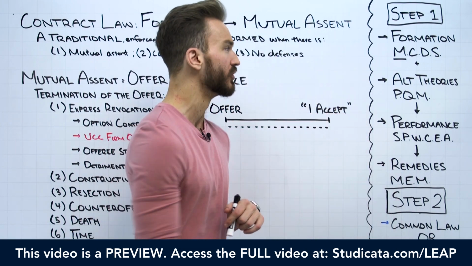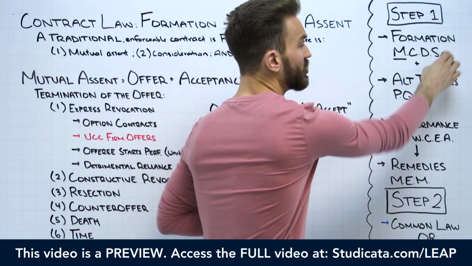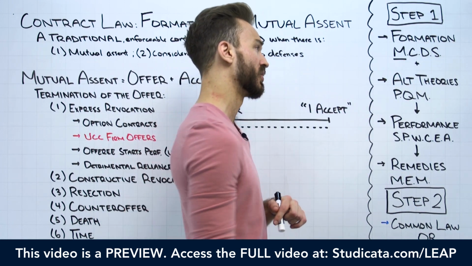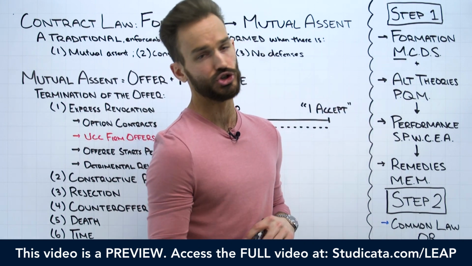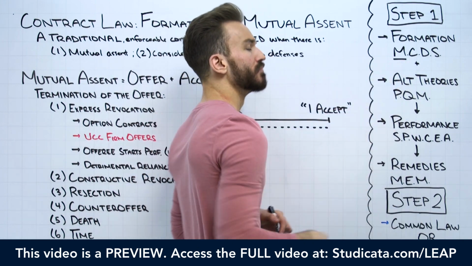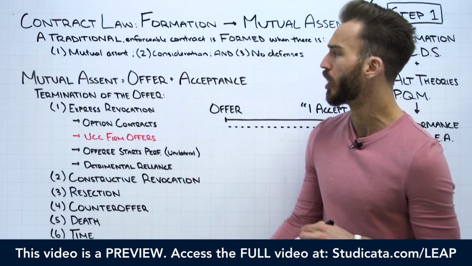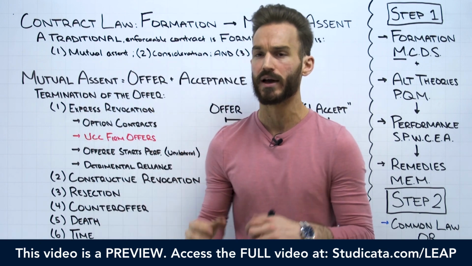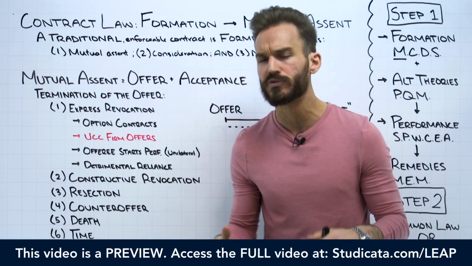Now, in case you're wondering, in our big picture flow, where are we? We're talking about formation of the traditional enforceable contract, and we're on the M in my cats do sneak, mutual assent between the parties, right? And remember, what is mutual assent between the parties? We know that it's an element that we need to form a traditional enforceable contract, but what is mutual assent?